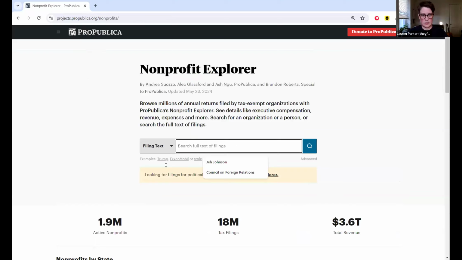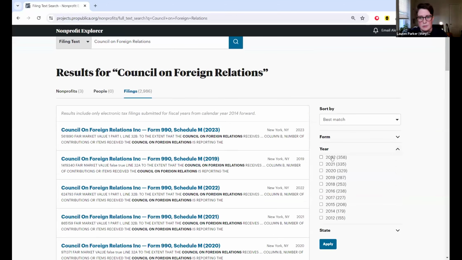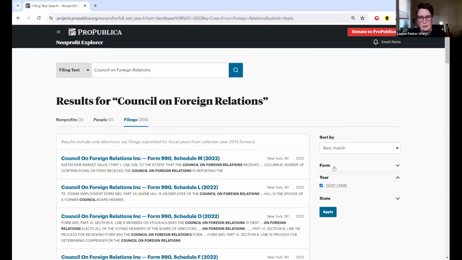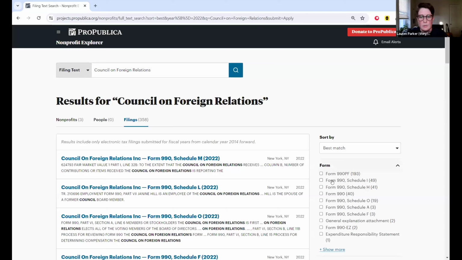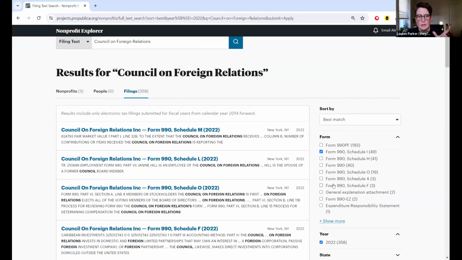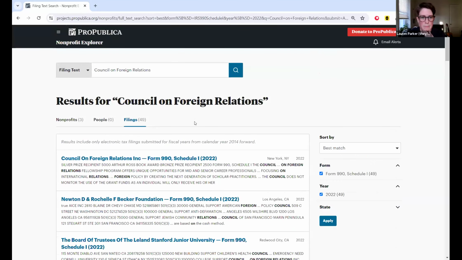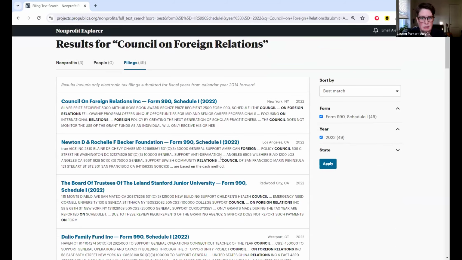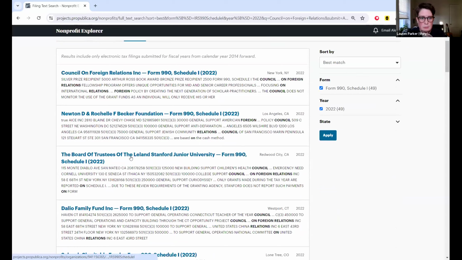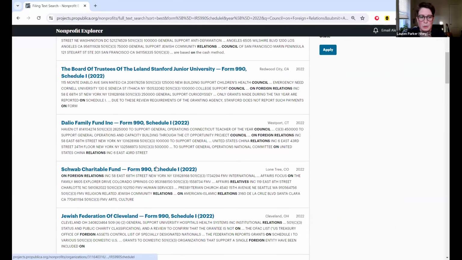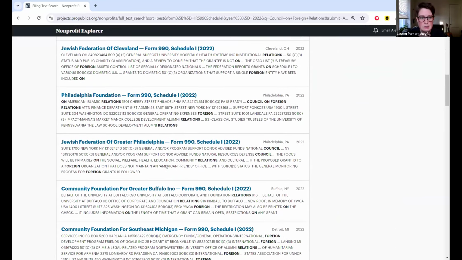use this filing text feature to search for the Council on Foreign Relations. We'll select the last year. And we'll ask, which nonprofits give grants to the Council on Foreign Relations? That information would be in a Schedule I. So let's look for Council on Foreign Relations in the Schedule I, and apply that. Okay. So we see that they show up, probably receiving grants from Leland Stanford Junior University, from a couple of corporate charities, a couple of other foundations.